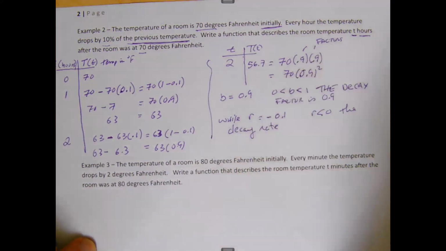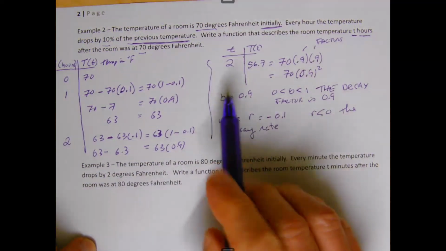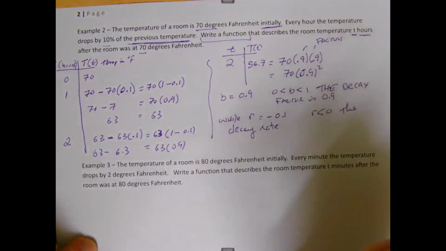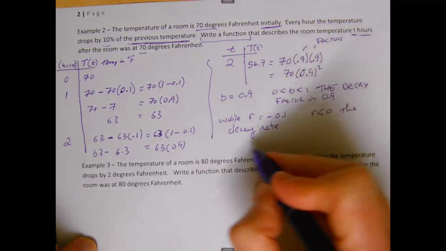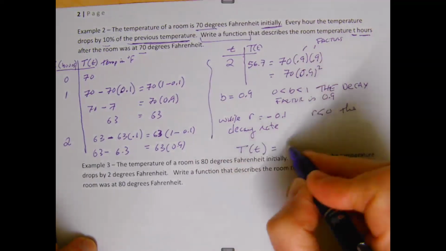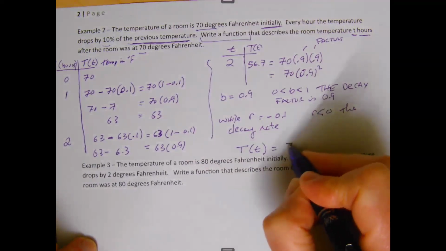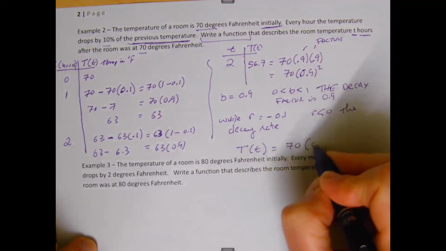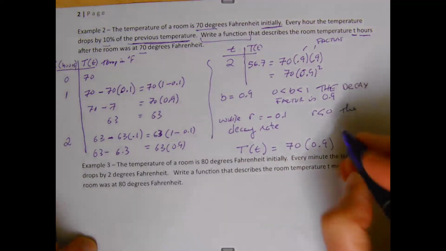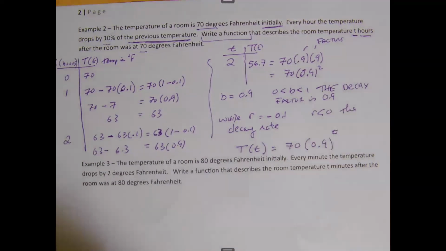And now if I want to write a function that describes this, I just follow this process. I'm going to call this T of T. What I have here is my original temperature, then my decay factor, raised to the Tth power. And there's my formula. Let's look at another one here.